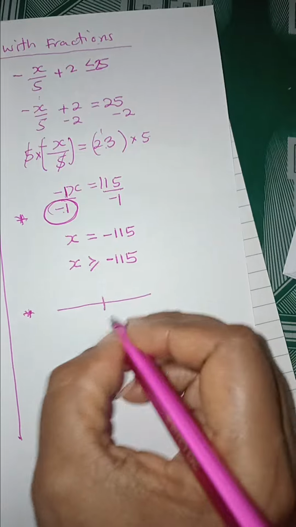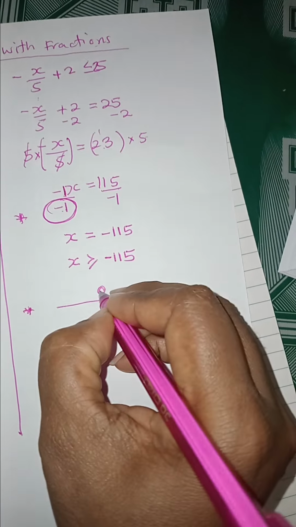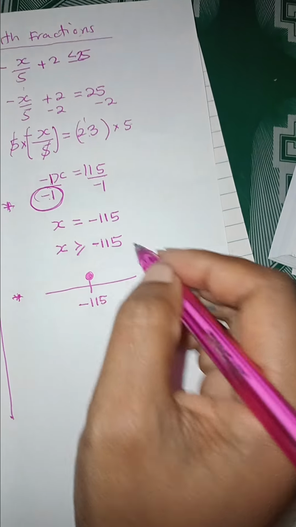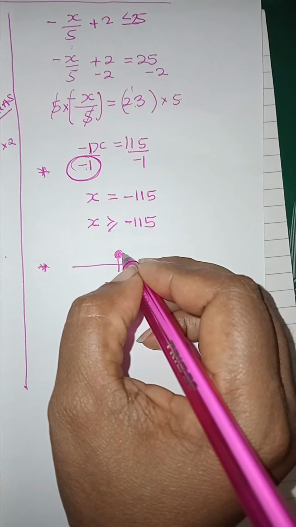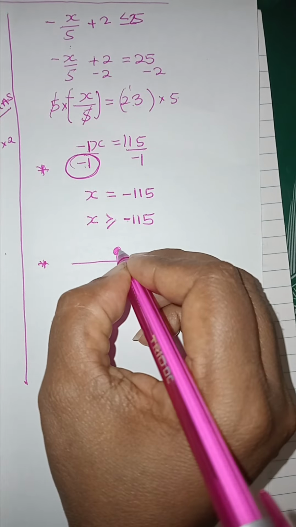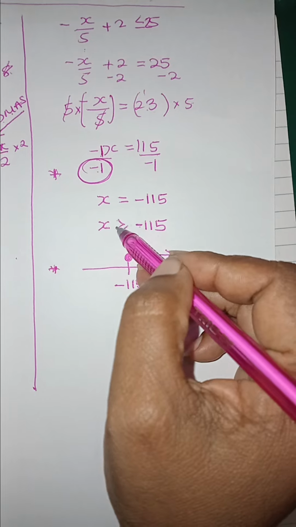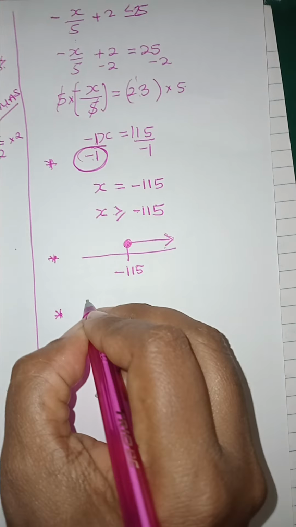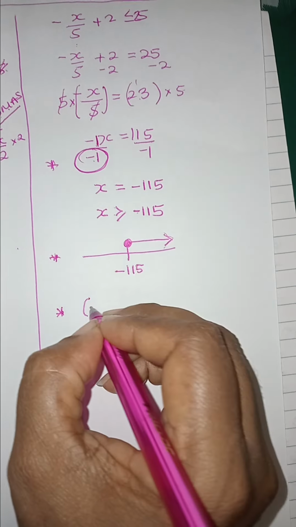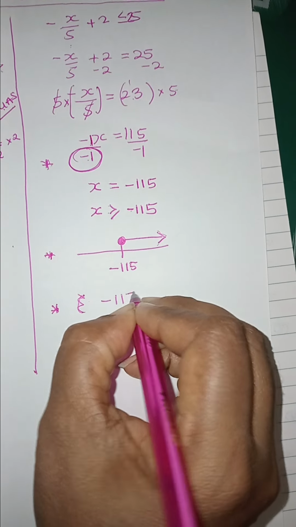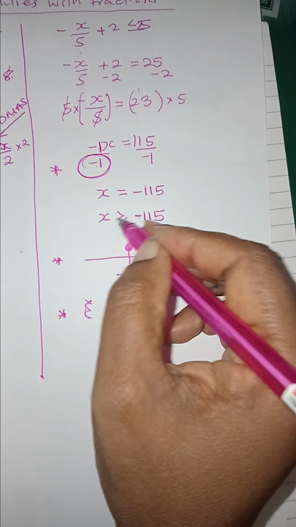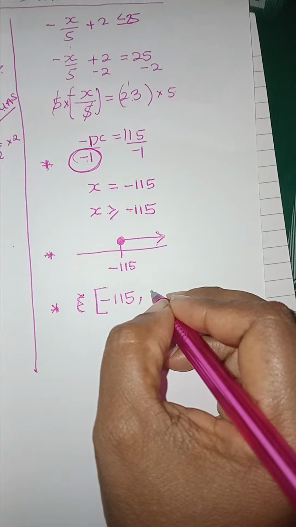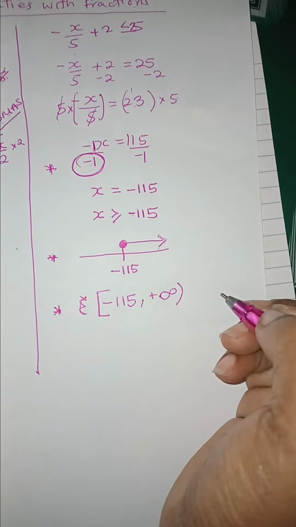And of course, putting it on a number line, indicate your negative 115 with a shaded circle because x is also equal to negative 115. And the other x values are greater than negative 115, so we put the arrow to the right. Again, clue, the greater than sign is the head of the arrow. And putting it in interval notation, our lowest x value is the end of the arrow, which is negative 115. And since negative 115 is also equal to x, I mean it's one of the x values, we put a square bracket around it. And the highest x value is positive infinity, always with a round bracket.